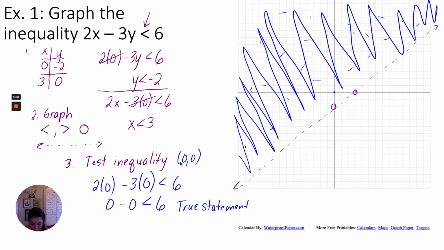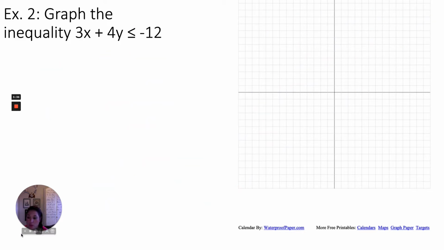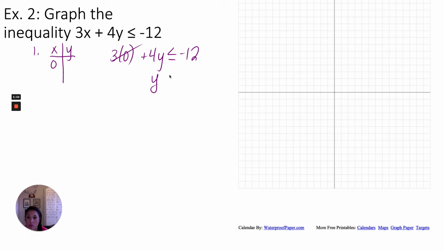Let's try another problem. It says we need to graph the inequality 3x plus 4y is less than or equal to negative 12. My first step is to set up my table of values. I'm going to start with x being 0. So 3 times 0 plus 4y is less than or equal to negative 12. This cancels and becomes 0. Divide both sides by 4, and this becomes negative 3.